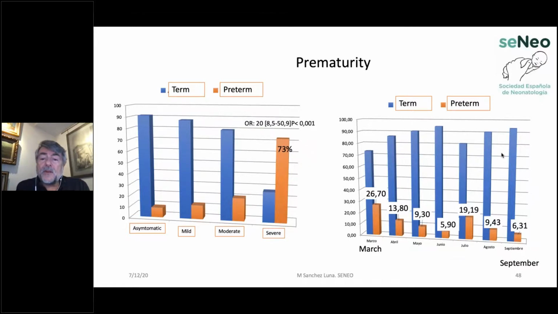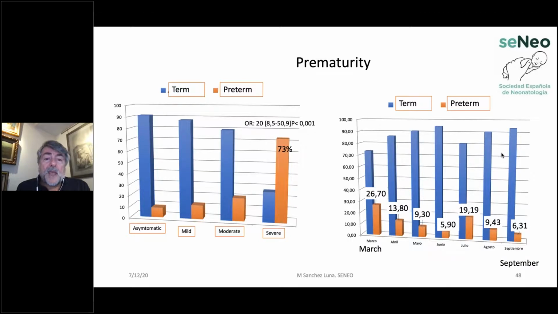As you can see, during the first wave, mostly during March and April, numbers of premature born babies were extremely high. But around May, June, the end of or the beginning of the summertime, this number turned very low. Again, it began to increase in July and declined again in August and September. So at the end, the mean numbers of prematurity are lower compared to the first wave. And what about symptoms?